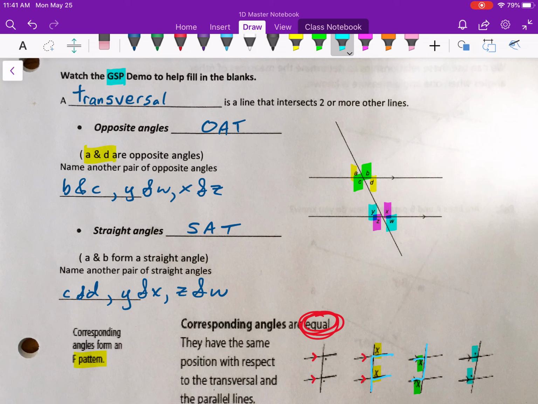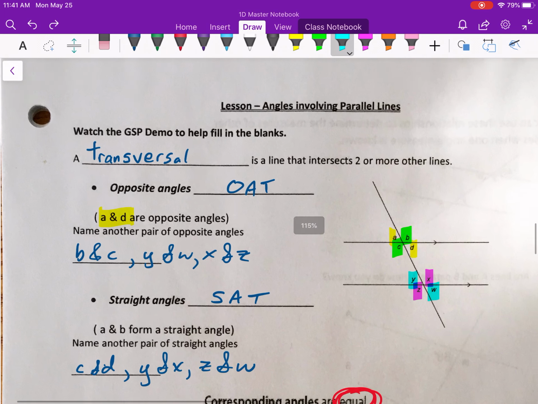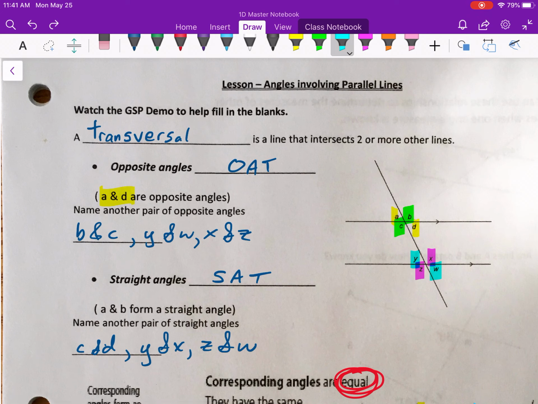A transversal is a line that intersects two or more other lines. All right, so that's what a transversal is. It intersects two or more other lines. In other words, it cuts across them. This here is a transversal because it's going across those two other lines.